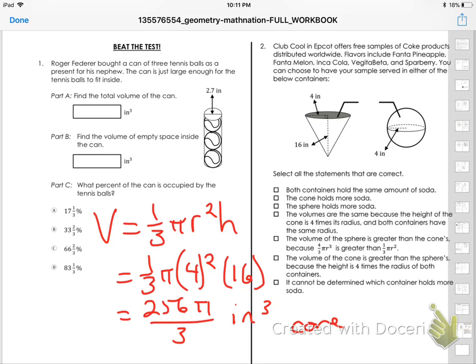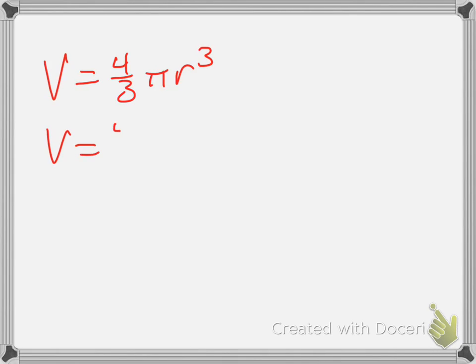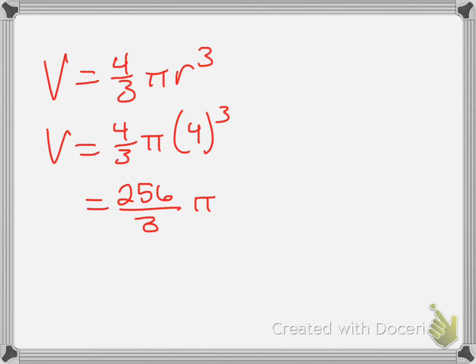Okay? Now we want the volume of the sphere. The volume of a sphere is 4/3 pi r cubed. So, since our radius is 4, it's 4/3 pi times 4 cubed. Hey, look at that. We're doing 4 times 4 times 4 times 4. 256 over 3 pi. So that is actually the same as the cone.